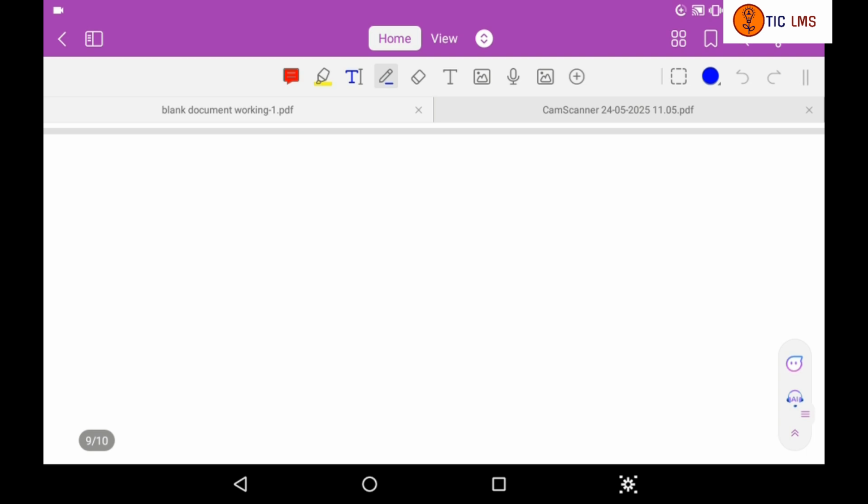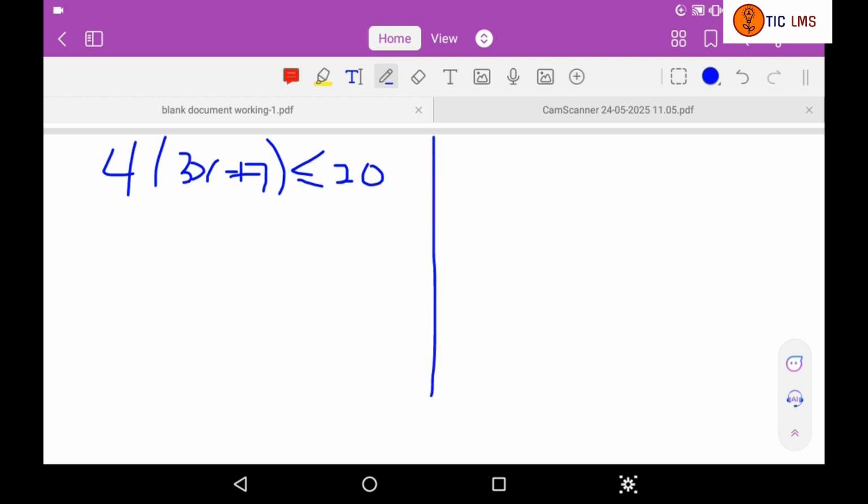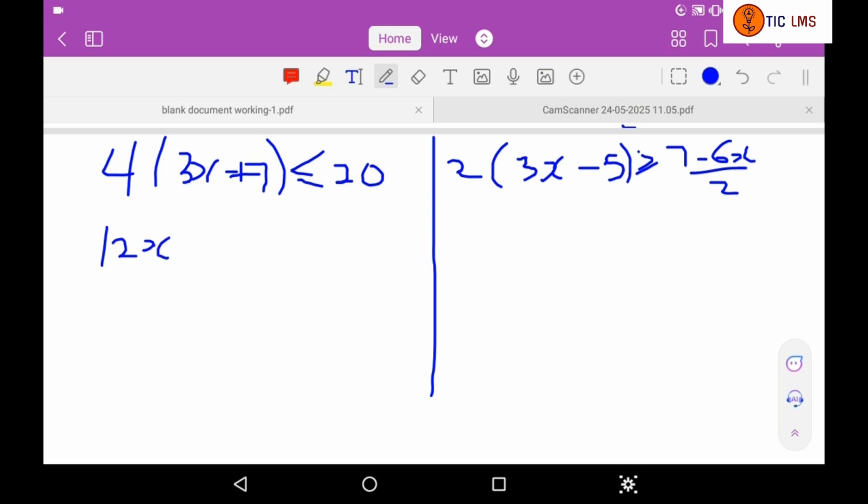Alright, so we have 4 into brackets 3x plus 7, and then we have less or equals to 20, or you have 2 into bracket 3x minus 5 greater than or equals to 7 minus 6x over 2. So how do we do this? Let's start from the left. We open the bracket. So 4 times 3, we have 12x. 4 times 7, we have 28, less or equals to 20.